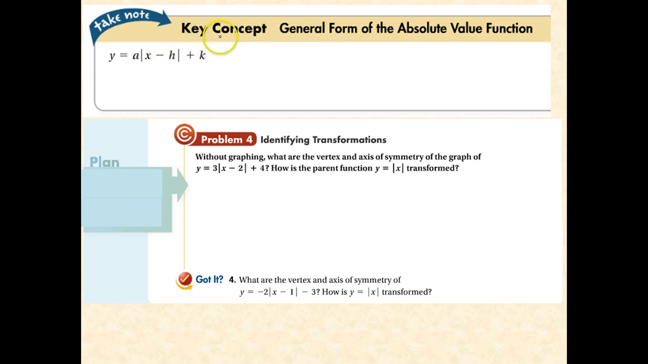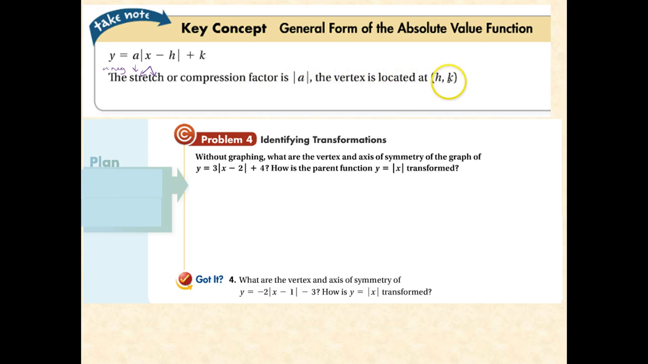Okay, so the general form of the absolute value equation. This one has the a part included, the h part included, and the k part included. So the stretch or compression factor is a, absolute value of a. And you can think about it, if a is negative, that's flipping it down. So negative a value means you're flipping your v down. The vertex is located at h, k. And the axis of symmetry is the line x equals h.